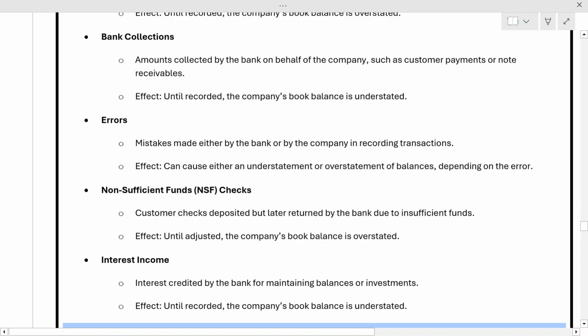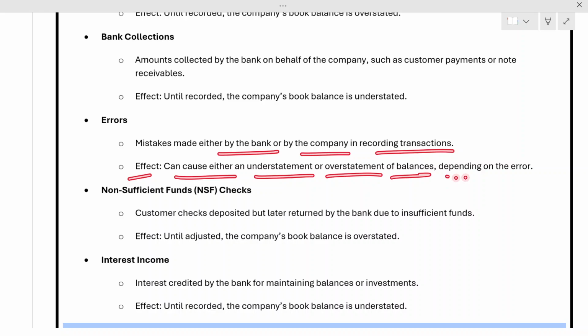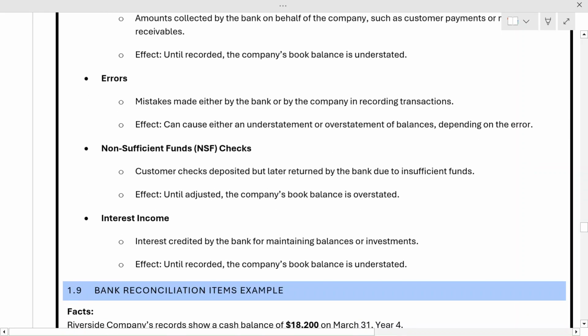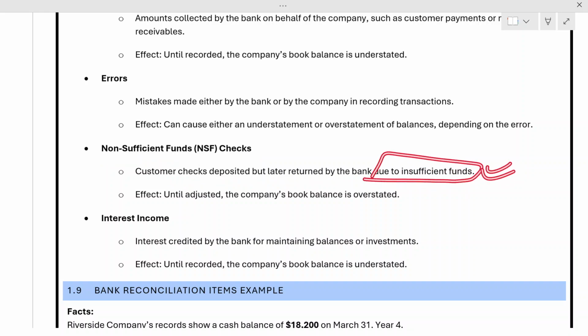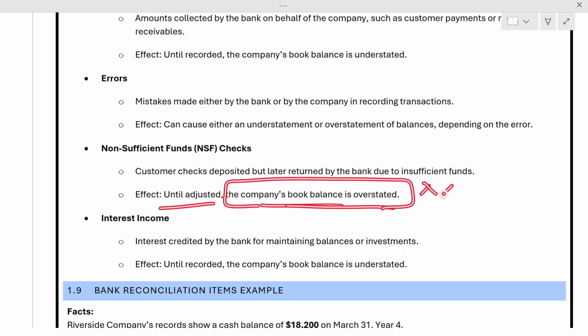Let's see the next situation of some errors. There may be mistakes made either by the bank or by the company in recording the transaction. What will be the effect? This can cause an understatement or overstatement of balances depending on the error. Then there are non-sufficient fund checks. So the customer's checks are deposited but later returned by the bank due to insufficient funds. So what will happen? This money won't come to the company, right? So the company's book balance is overstated because the company is not aware as of now that this money won't come. They have already shown that this money has come, but it got dishonored.